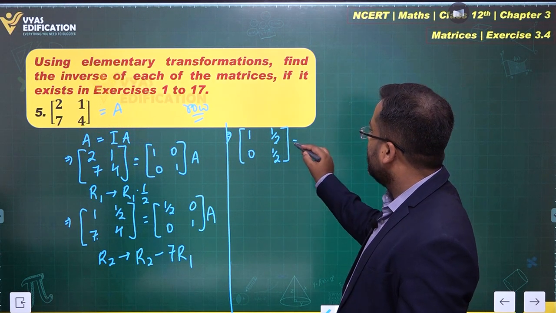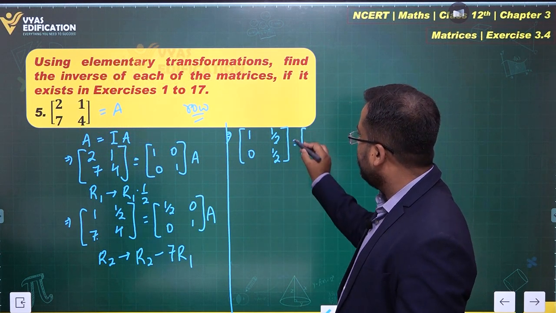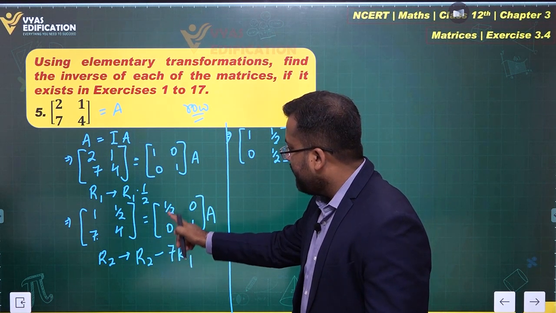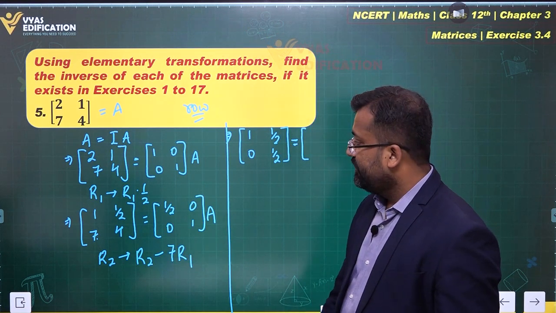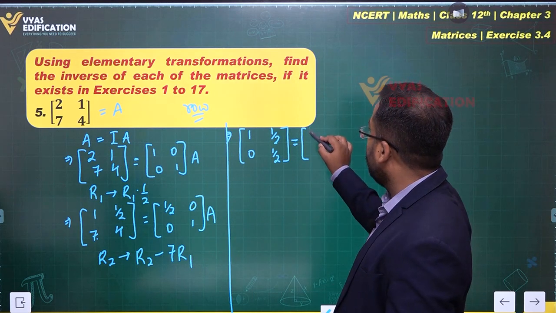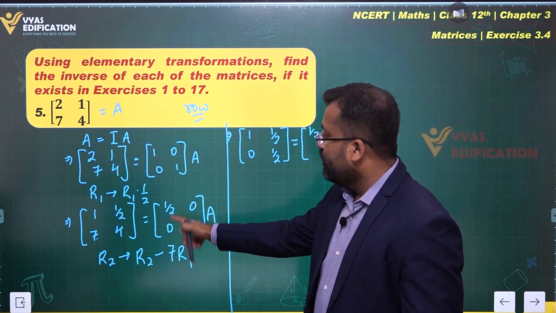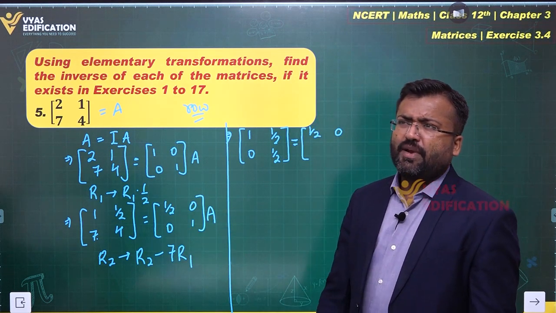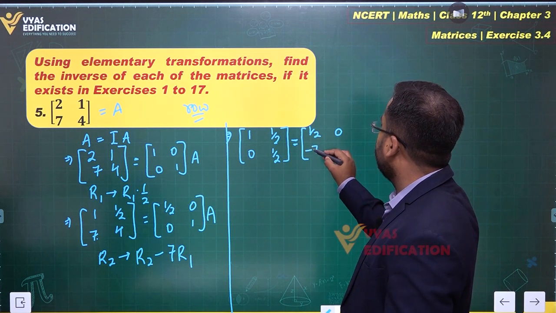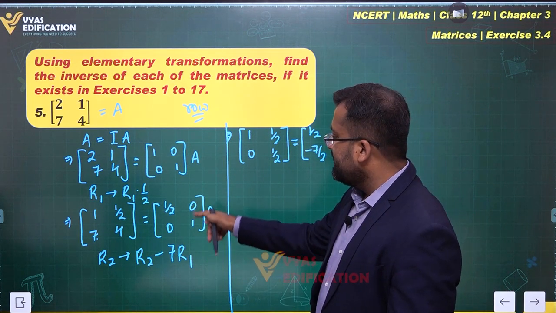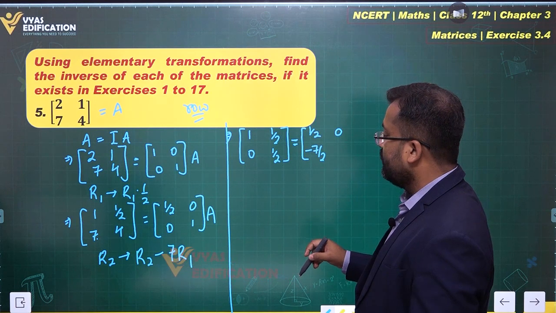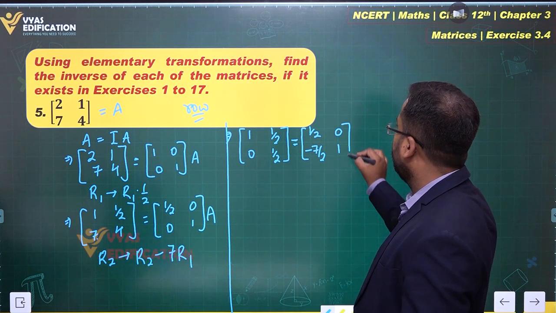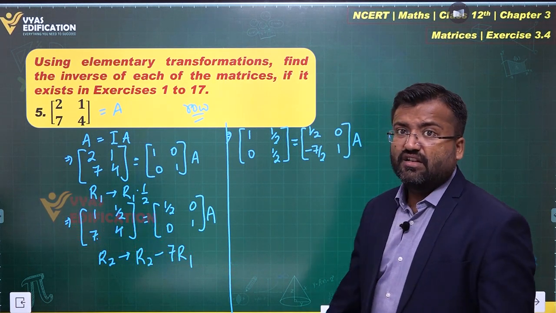Is that okay? Yeah. What about the right hand side? On the right hand side, this minus 7 times this, okay? That's what you'll be getting in case of R2. R1 remains as it is, by the way. 0 minus 7 times 1 by 2, 0 minus 7 by 2, which is minus 7 by 2. 1 minus 7 times 0, which is 1 only, times A. This is what I get. Is that okay? Yeah.